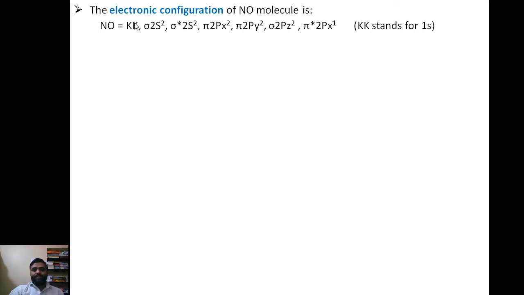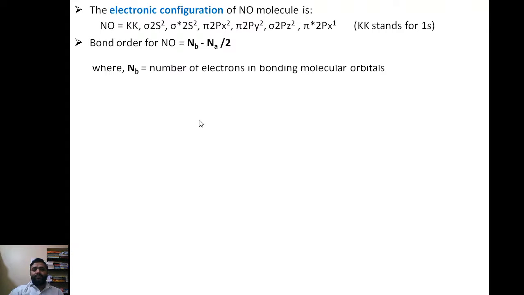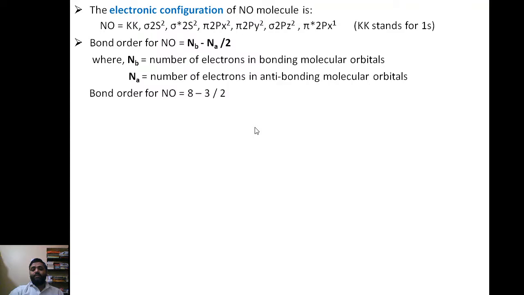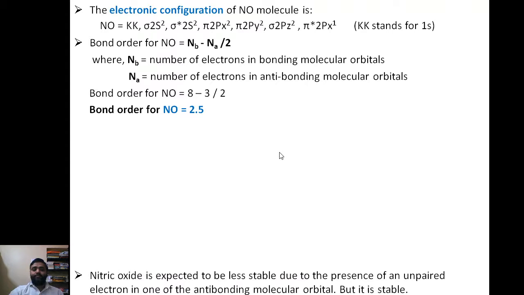Same here: the electronic configuration of the molecule is K sigma 2s2, sigma star 2s2, pi 2px2, pi 2py2, sigma 2pz2, pi star 2px1. Then calculate its bond order, Nb minus Na divided by 2. Nb is the number of electrons in the bonding molecular orbitals, and Na is the number of electrons in the antibonding molecular orbitals. Bond order is 8 minus 3 divided by 2, equal to 2.5. Keep this in mind.